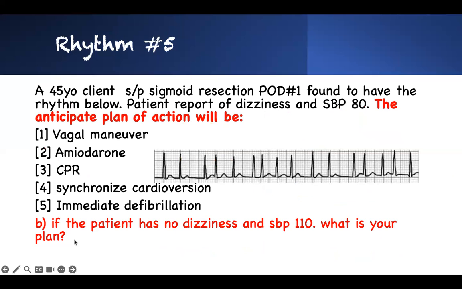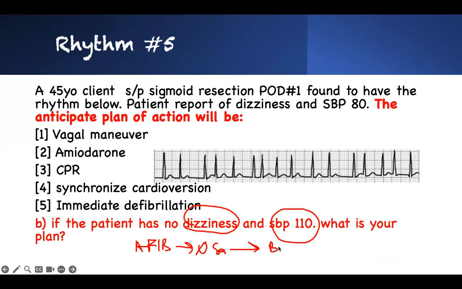Now, if the patient has no dizziness and his systolic blood pressure is now 110, what is your plan? It's the same thing, atrial fibrillation, but the patient has no symptoms. You look fine. For this patient, medication is good. You can give them either a beta blocker, a calcium channel blocker, or amiodarone. Amiodarone is the drug of choice. So this patient is going to get amiodarone.